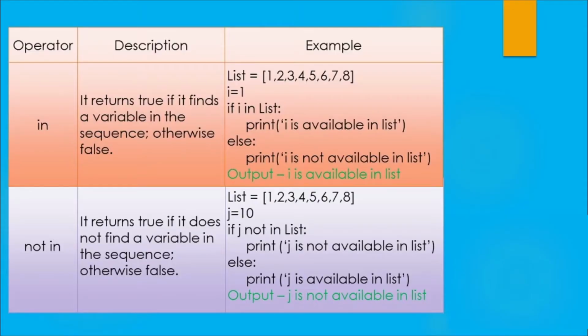In operator returns true if it finds the value in the sequence. If it does not find the value in the sequence, it will return false. Not in works just opposite to in. It returns true if it does not find the value in the sequence.